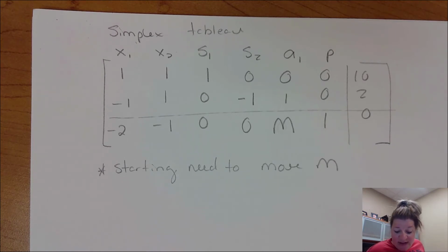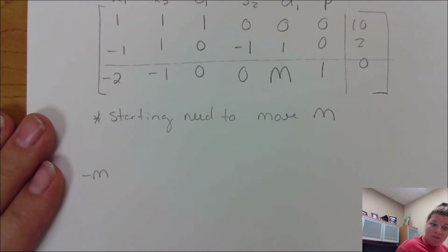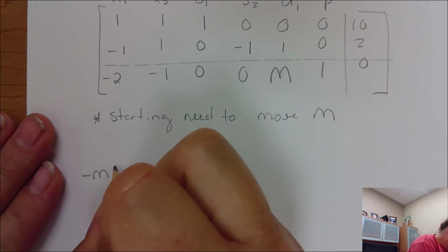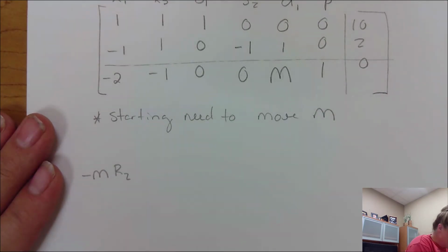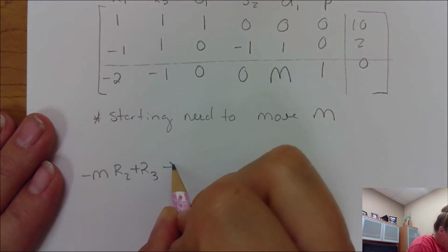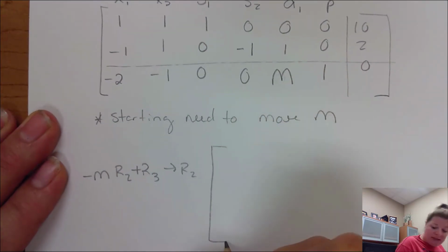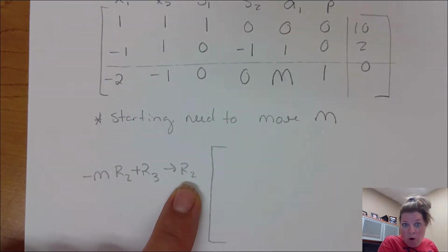We're going to take negative M times row 2 and then add it to row 3 and replace it on row 3. So we're going to basically multiply with M. So let me show you what I mean. We're going to take negative M times row 2, add it to row 3, and replace it on row 3. Okay, so now what will we have when we do this?